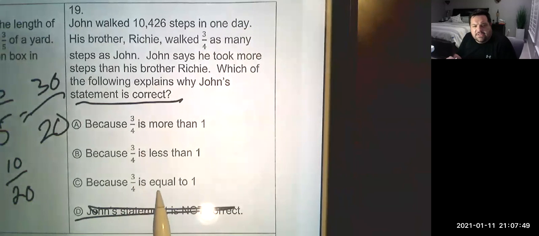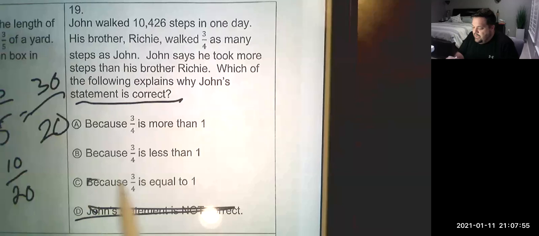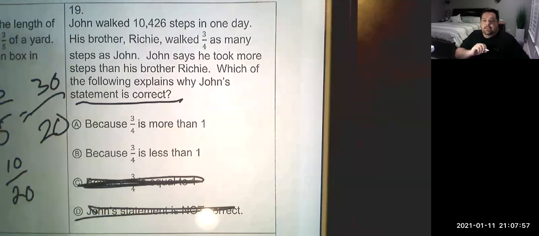Because 3/4 is equal to 1? That doesn't even make sense. 3/4 is not equal to 1. 1 is equal to 1. So now we're down to 2 choices.